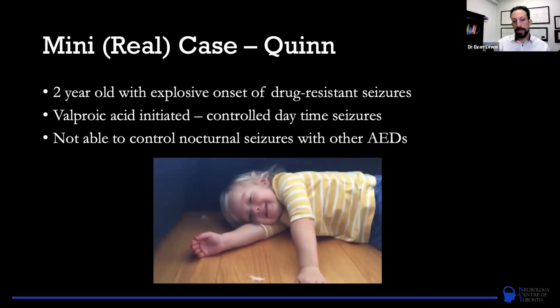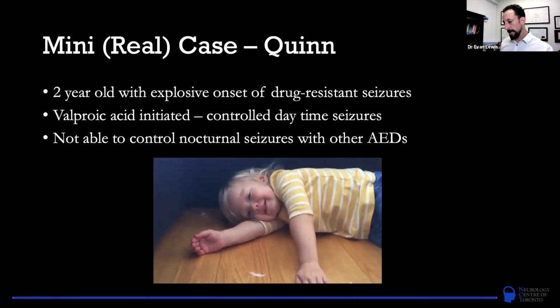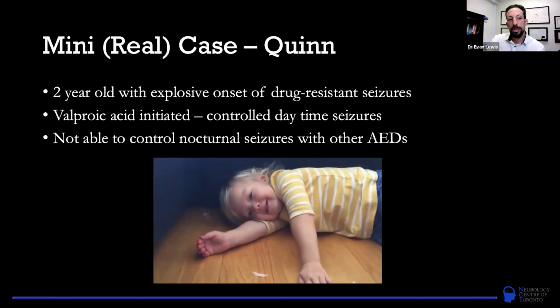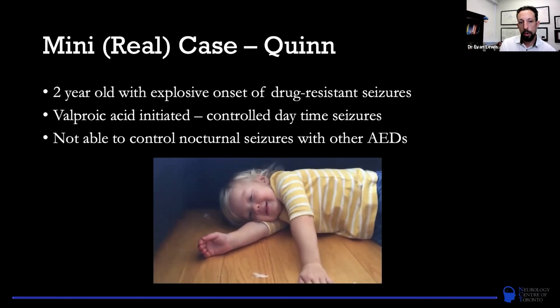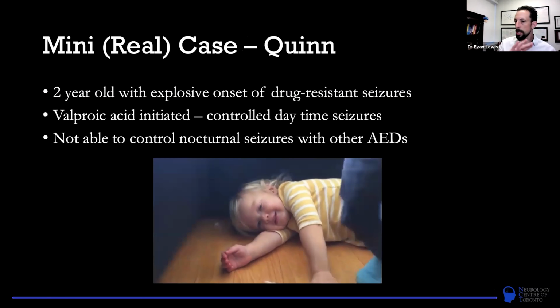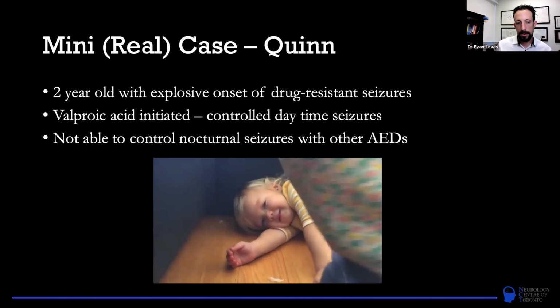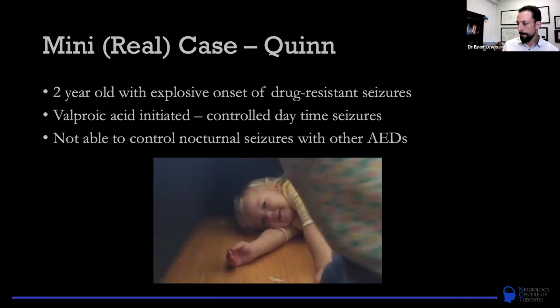Okay, I'm going to end with this case because I said I wanted to show this case. I think it's really important. This is Quinn. She presented to me a few years ago as a 2-year-old with an explosive onset of seizures. She was a normally developed, functioning young little girl who out of the blue developed seizures. We tried some anti-epileptic drugs, didn't work. Worked to control partially, but not completely.